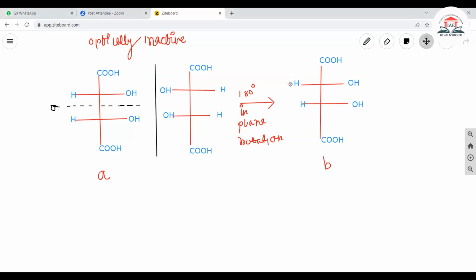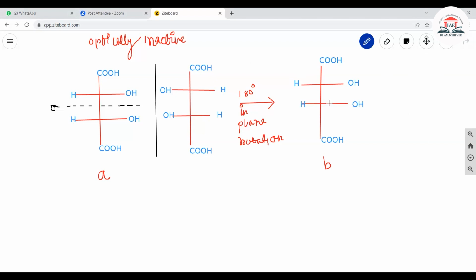Ma'am, that sigma plane is the mirror plane of symmetry. Yes. তুই কি আগের ক্লাসে ছিলিস না? হুম? Yes, ma'am. I was not present actually in the first class. Oh, that is why, yeah, that is why you are not understanding this part. Sigma is the plane of symmetry.